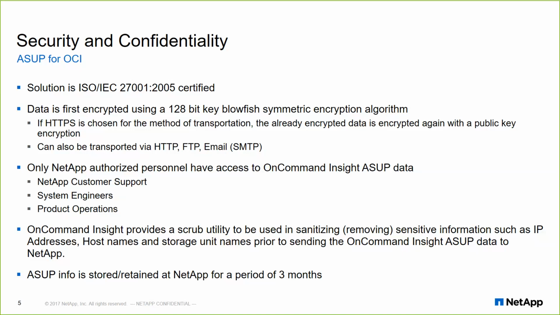We do have a scrub utility. So if any of you are worried about what's actually being sent, you can run it through the scrub utility before it gets sent back to NetApp. This is going to take care of anything considered sensitive, so your IP addresses, host names, storage controller names, anything along these lines. Once this data is sent back to NetApp, it is stored for a period of 3 months, and then it just drops away. So at any given time, we should have 90 days of historical trends to see what's happening if you have any sort of support issue.